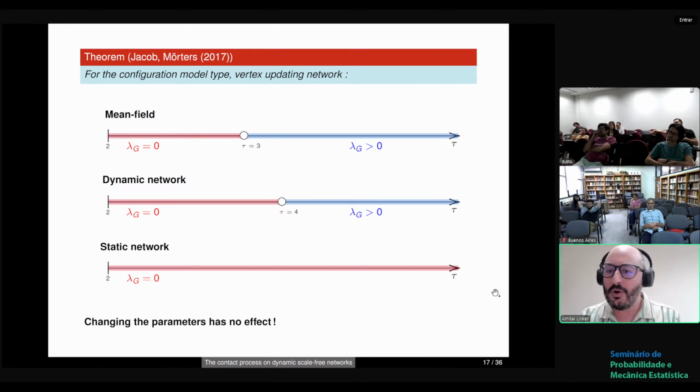And more interestingly, changing the values of beta or kappa naught, which were the tuning parameters, had absolutely no effect on this picture.